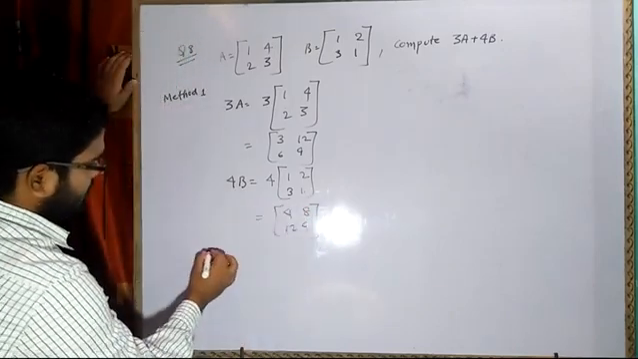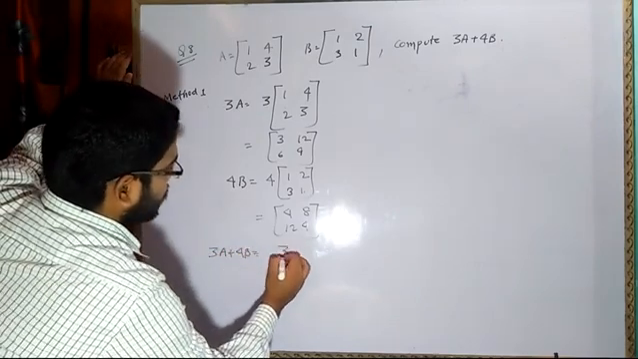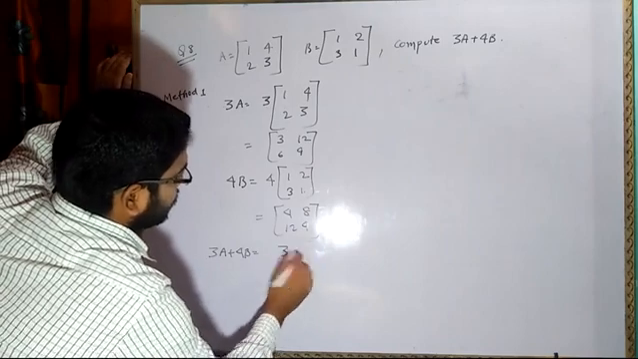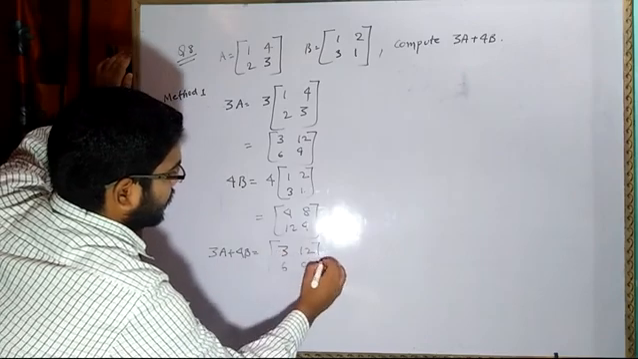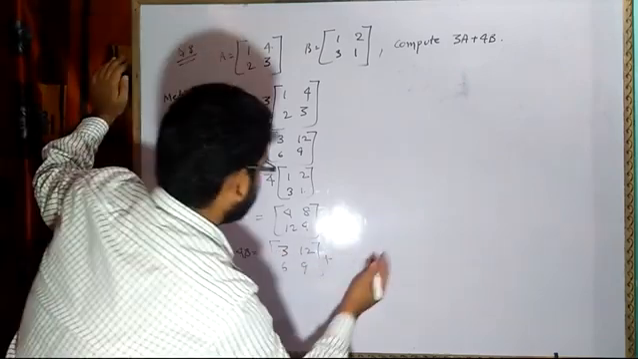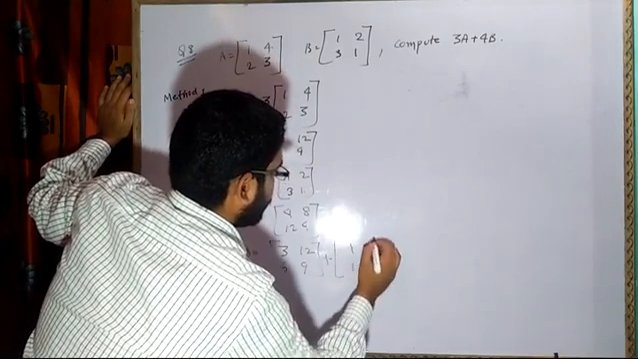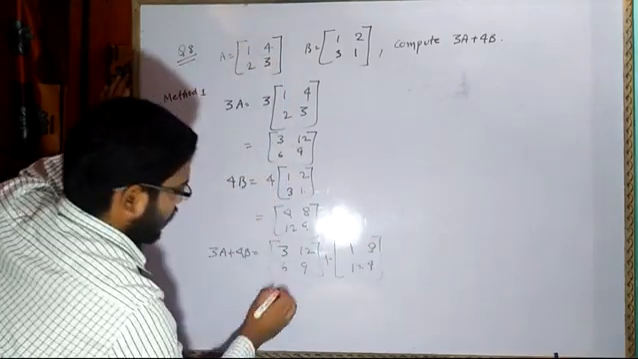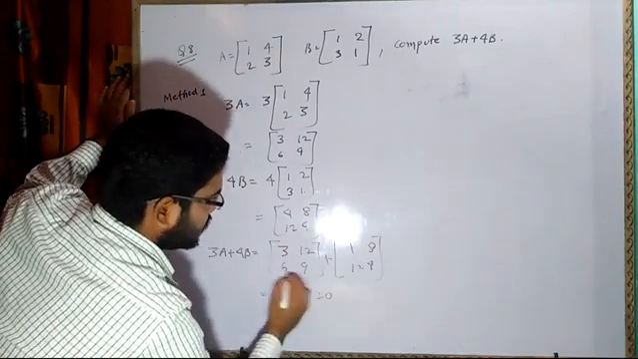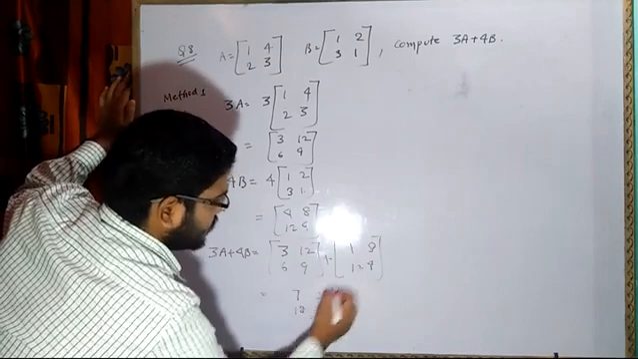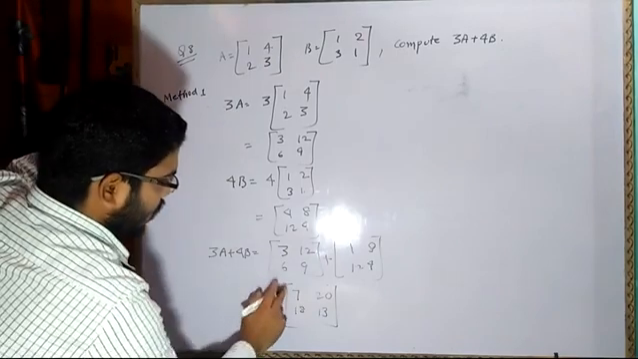Now we will apply the operation. We will write 3A plus 4B. That means 3, 12, 6, 9 plus 4, 8, 12 and 4. Now addition of this: 3 plus 4, 7, 12 plus 8, 20, 6 plus 12, 18, 9 plus 4, 13. Now in this method you may solve. This is the first method.